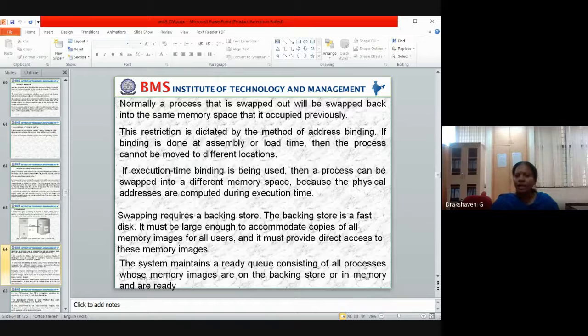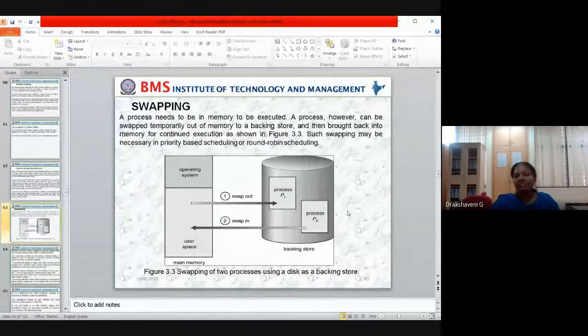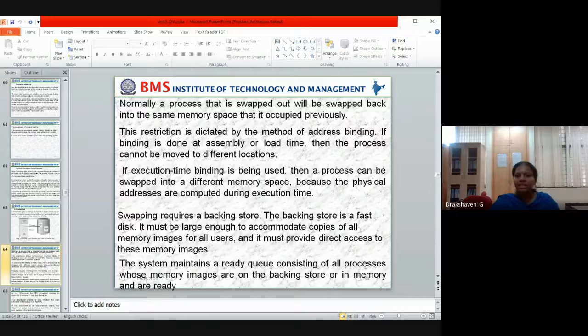Normally a process that is swapped out will be swapped back into the same memory space that it occupied previously. After the principal goes back from the class, the staff has to continue the class, which means bringing it back to the CPU. That is, back to the class. This restriction is dictated by the method of address binding.